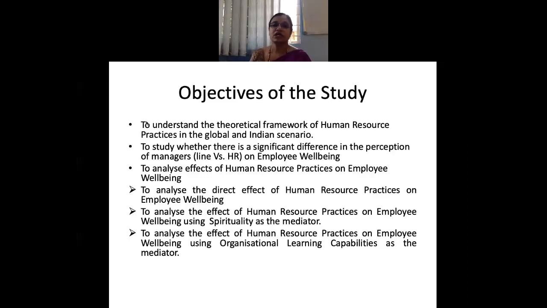Now, the second objective that I've given is to study whether there is a significant difference in the perception of managers on employee well-being. Immediately, when I use the words significant difference, I have taken that objective for testing of hypothesis. If I use the words significant difference, what does that mean? I'm going to do a t-test. Yesterday we discussed that whenever we are testing significant difference, I have to do a t-test. So this will come under inferential analysis, and objective 2 I will start with inferential analysis.